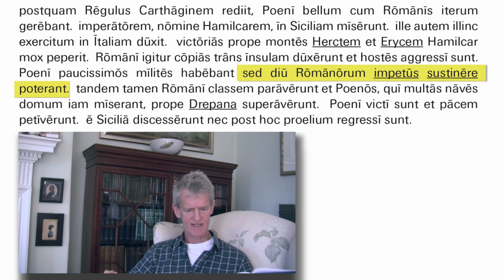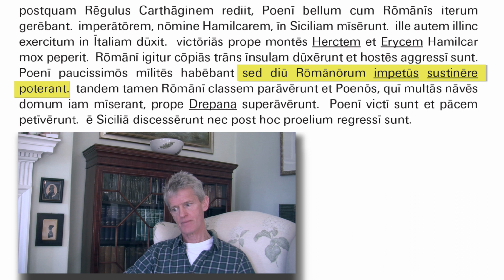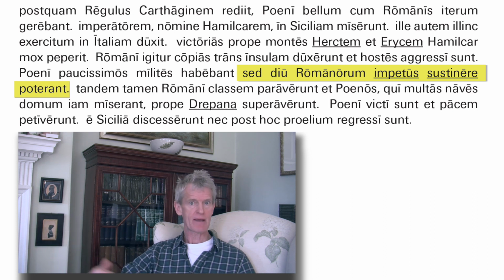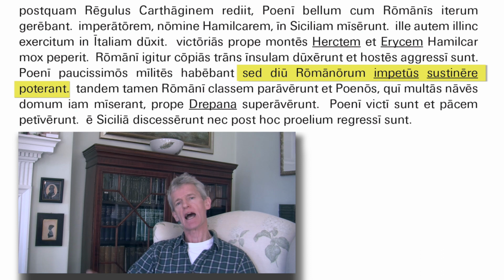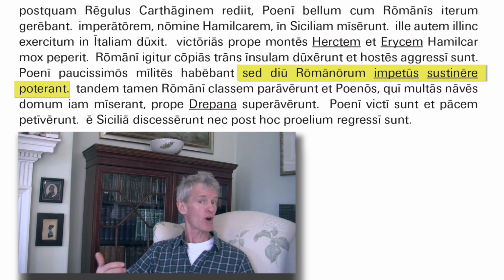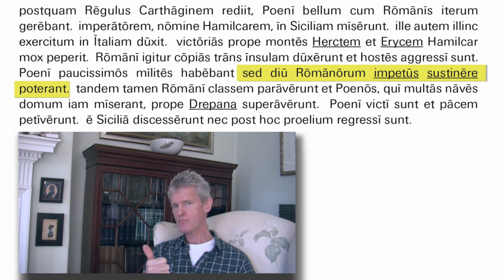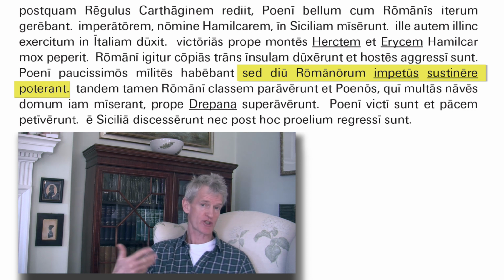Romanorum impetus sustinere poterant. Okay, go to the verb. They were able, now you're expecting after that an infinitive, they were able to do something, and you've got sustinere, to sustain or to withstand. So, but for a long time, they were able to withstand impetus.